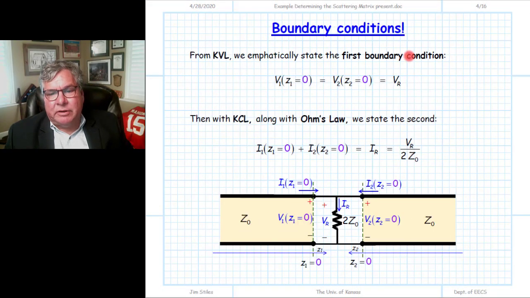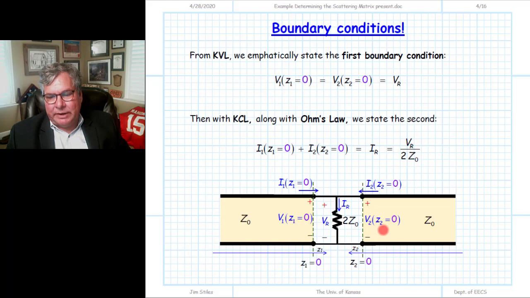So our first boundary condition comes from KVL, and it's pretty straightforward when we go through and look at this structure. Because this is a shunt impedance, we find the voltage from the top conductor to the bottom conductor is the voltage, regardless of how we define it. And so the voltage at the end of this line at Z1 equals 0 must be equal to the voltage across this resistor, and that must be equal to the voltage at the beginning of this second line.